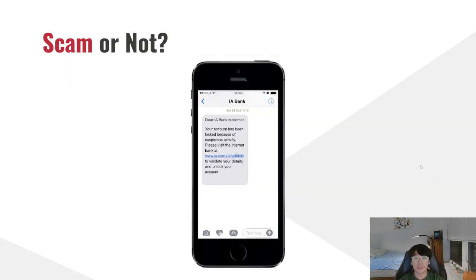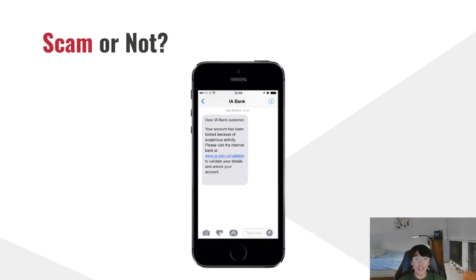Next one. From IA Bank. Dear IA Bank customer, your account has been locked because of suspicious activity. Please visit the internet bank at www.ia.com.uk/validate to validate your details and unlock your account. So do you think this is real or not? Do you think this is a scam? Well, the answer to that is probably yes, it is a scam.